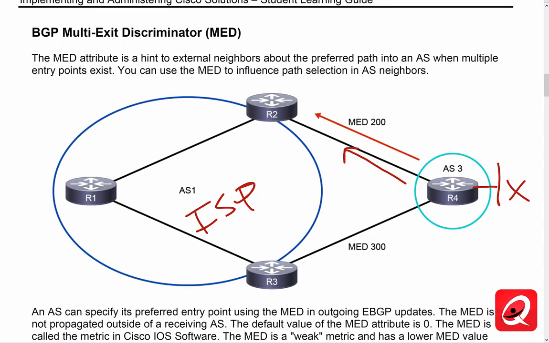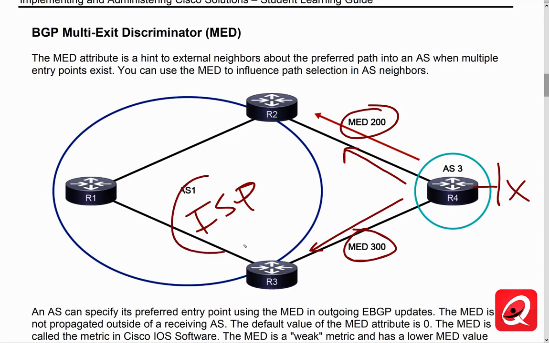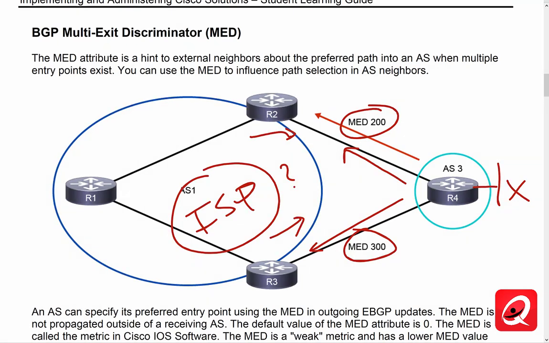So when I advertise that prefix over to router 2, I advertise it with a MED of 200. When I advertise that prefix over to router 3, I advertise it with a MED of 300. And then it's up to the ISP to decide, do I go this way or this way? If they use the MED attribute, then they would obviously choose to go that direction to reach that destination. The default MED value is 0. The lower the value, the more preferred.